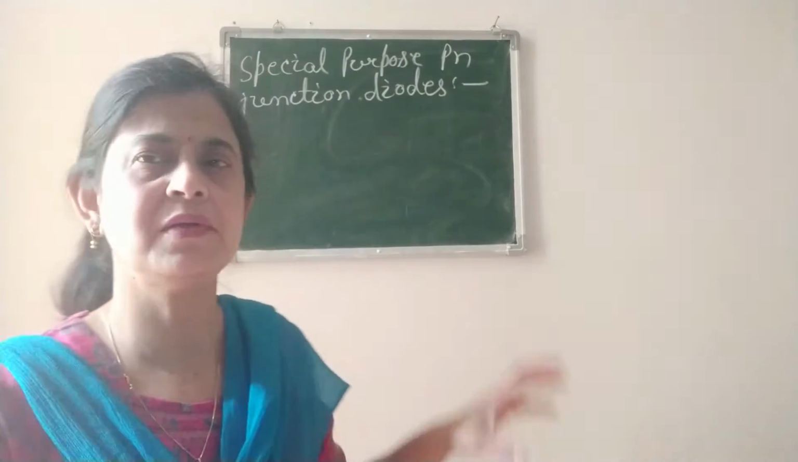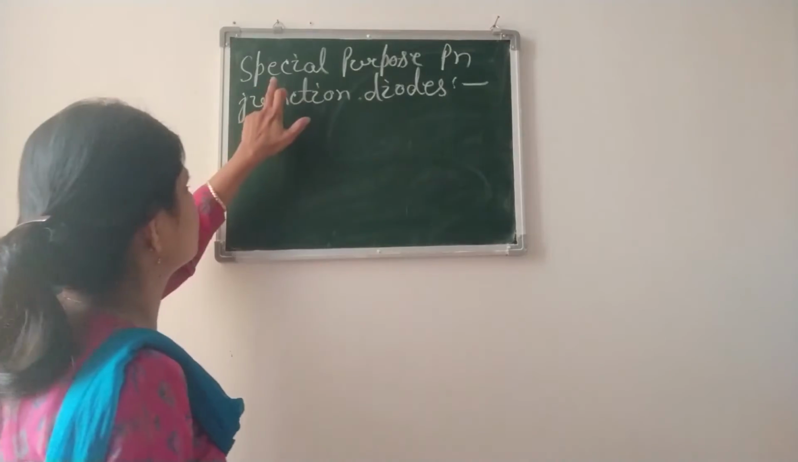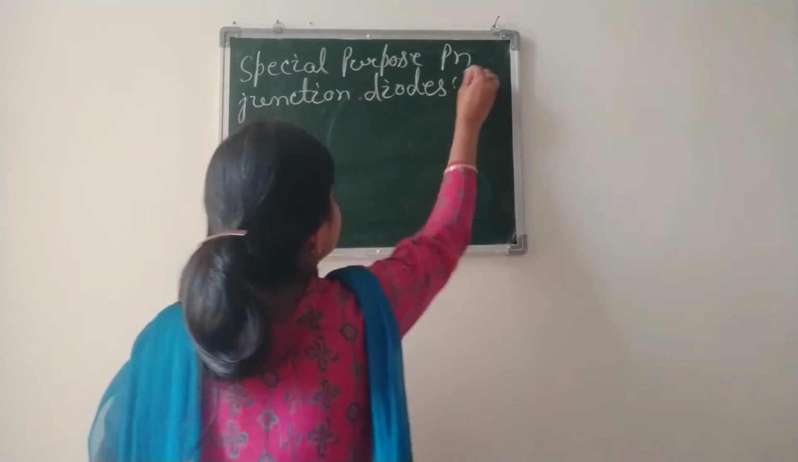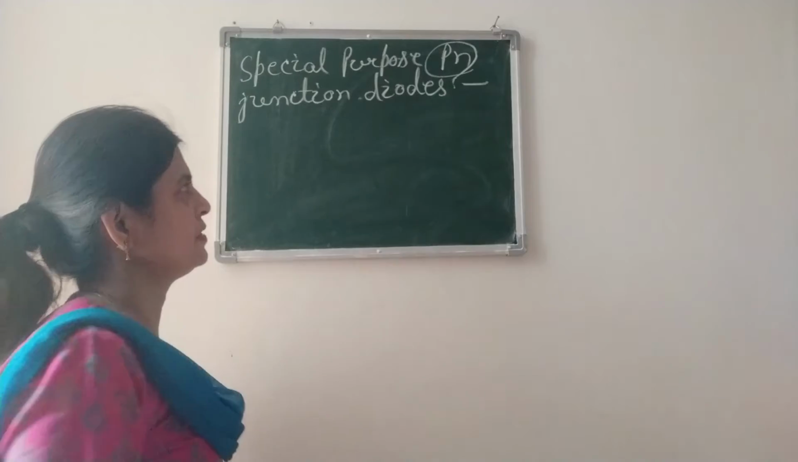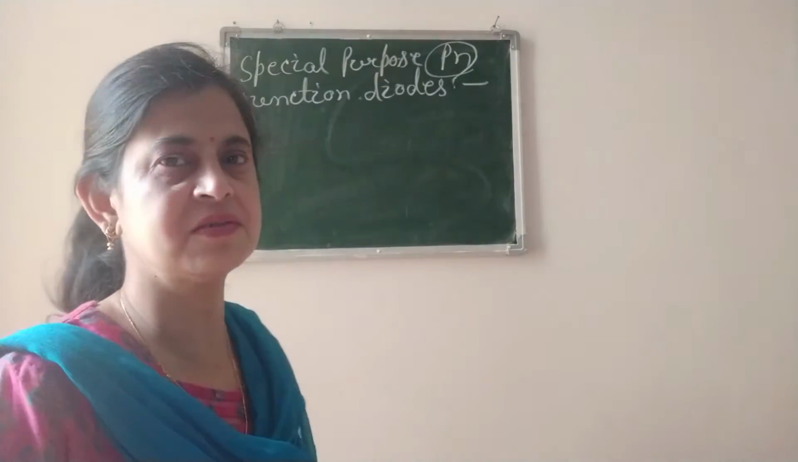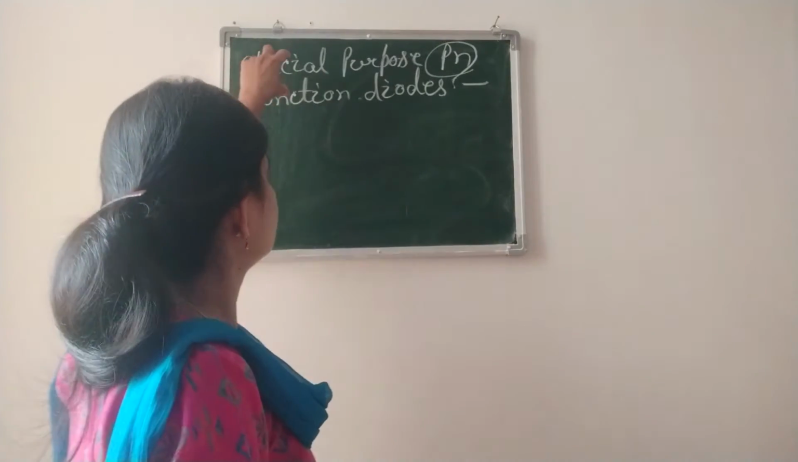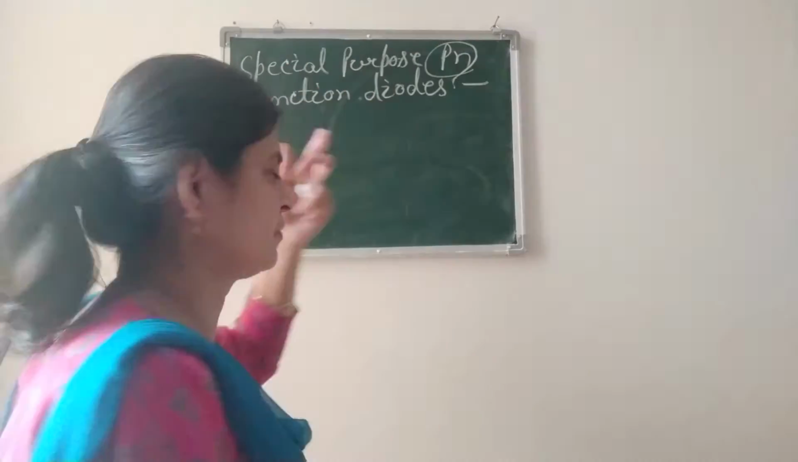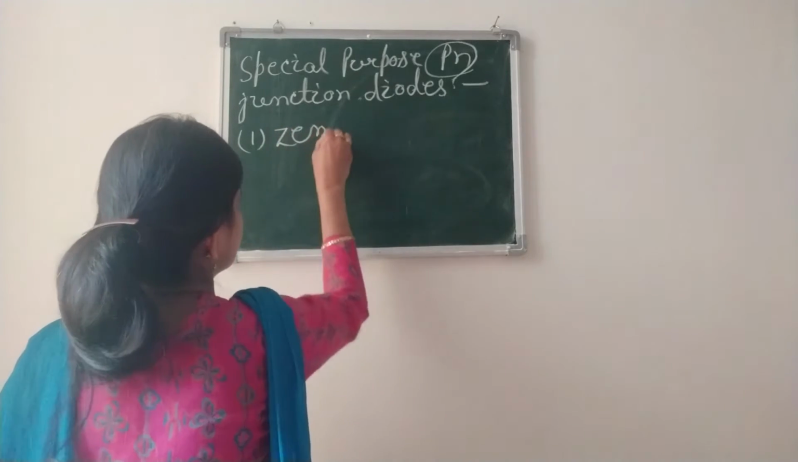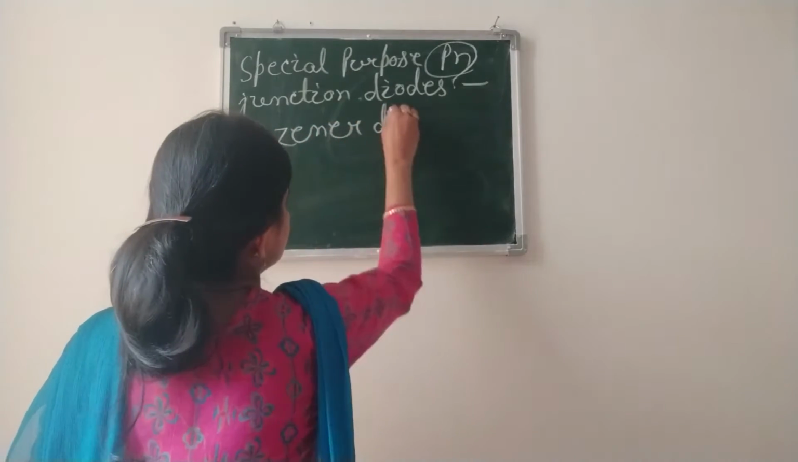Now we will study special purpose PN junction diodes. That means how we can use a PN junction diode for different purposes. First one is your Zener diode.